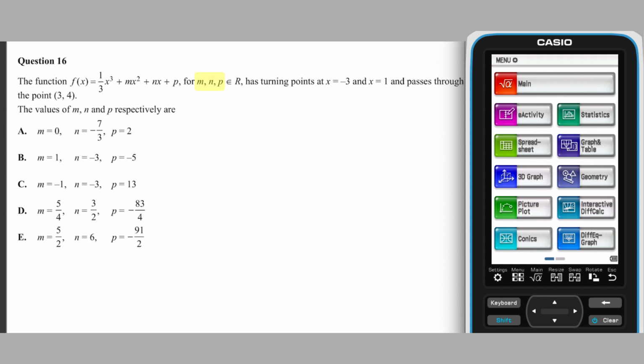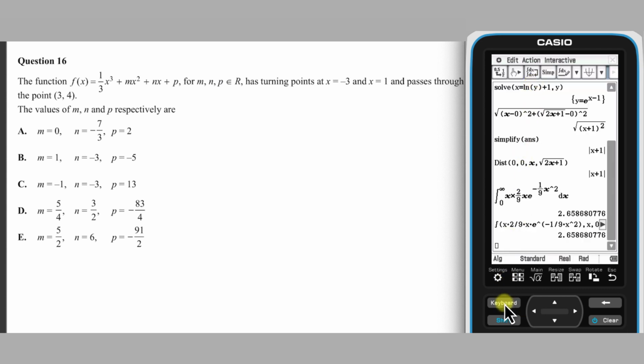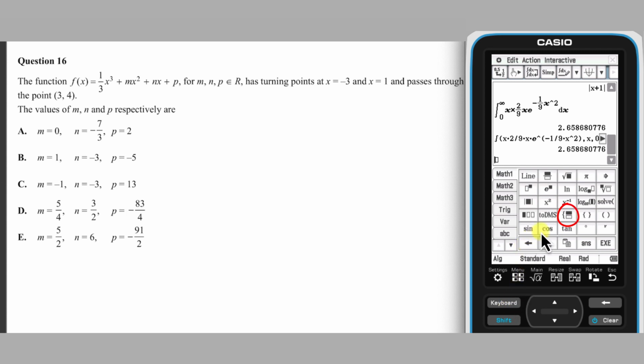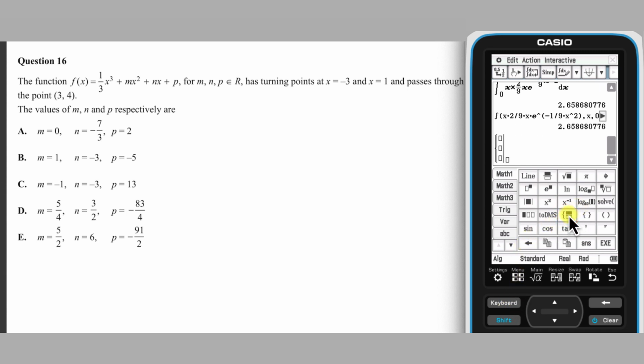to be solved. Probably the most efficient way to do this is to use the ClassPad's main app. From the Math 1 keyboard, we need to tap the simultaneous equation icon twice to create the 3x3 template. For the first equation, I'm going to use the fact that the function passes through the point 3, 4. This means that the first equation can be found as the function equal to 4 given that x equals 3.